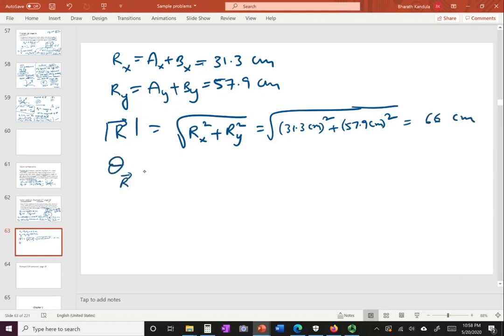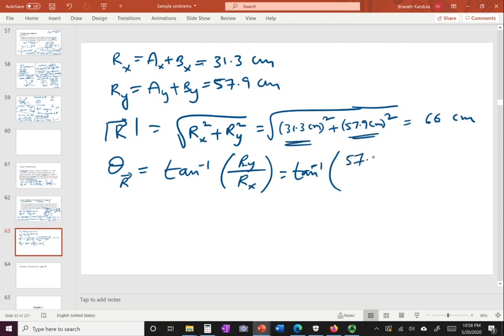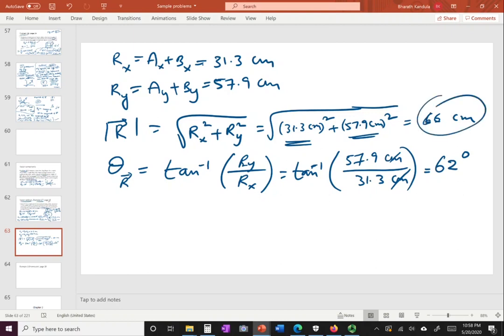Now the direction of R is the inverse tangent of Ry divided by Rx. So that's the inverse tangent of 57.9 centimeters divided by 31.3 centimeters. The centimeters cancel, and when you solve this, you will get 62 degrees. Understand? So this is our final answer. You get the magnitude and direction of the resultant.